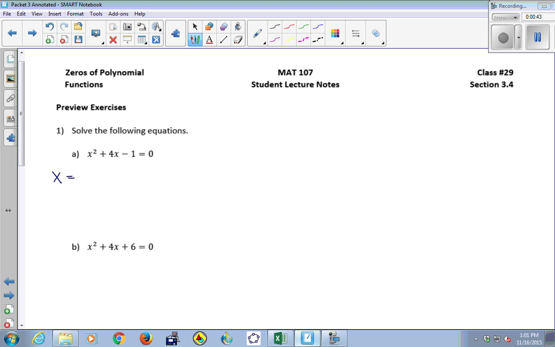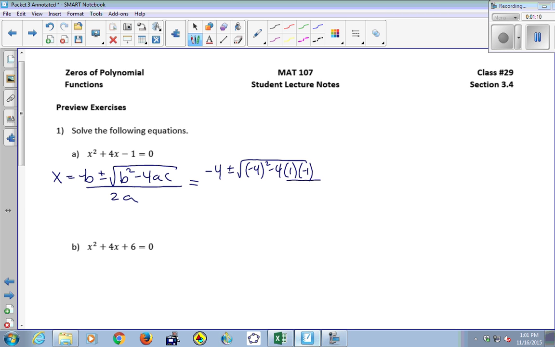So the quadratic formula is x is negative b plus or minus the square root of b squared minus 4ac all over 2a. And then replace a, b, and c with the values of the coefficients on x squared, x, and the constant. So this is going to become negative 4 plus or minus the square root of negative 4 squared minus 4 times 1 times negative 1 all over 2 times 1.